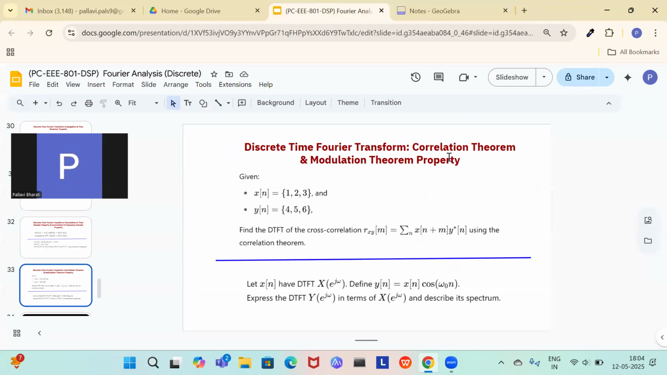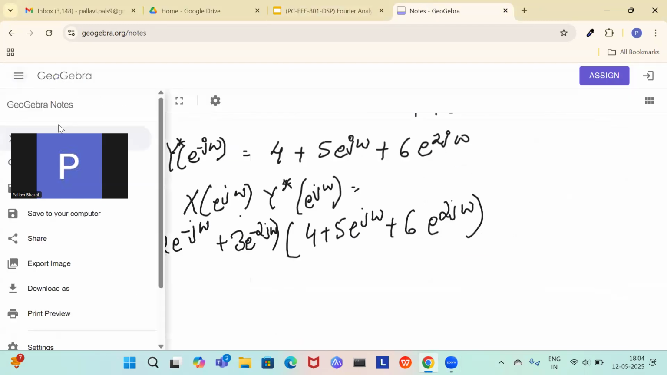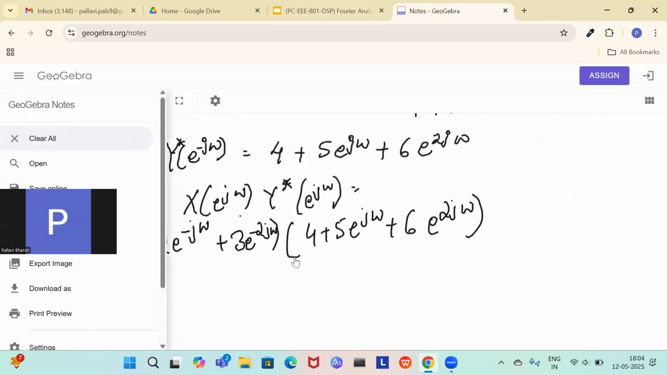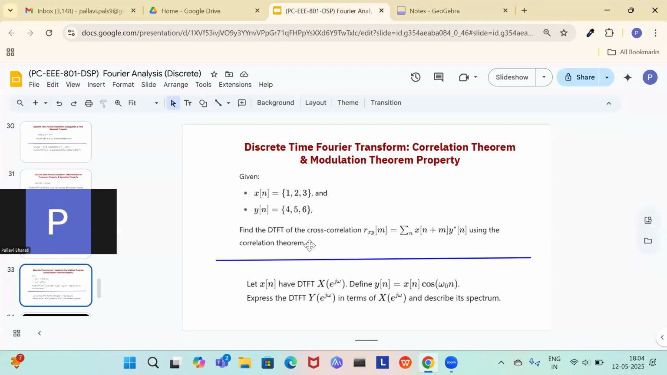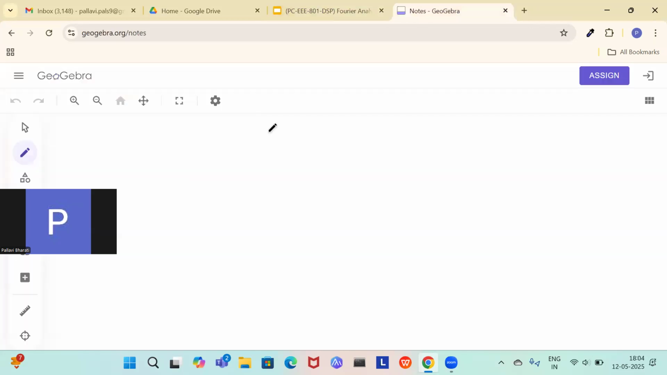Okay, the next property is the modulation theorem. So what does the modulation theorem say? That you have to basically shift here. So here the question is given to you as y of n is equal to x of n cos omega naught n. So that means the modulation theorem is applied when the signal is multiplied with a cos or a sine. So this is your original signal. It is multiplied with cos omega naught n.